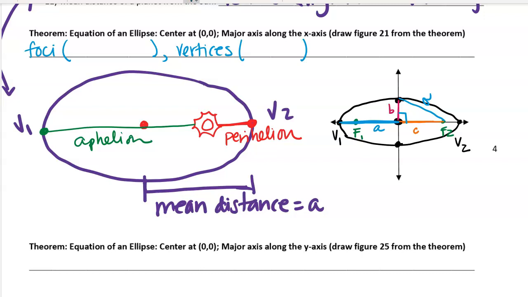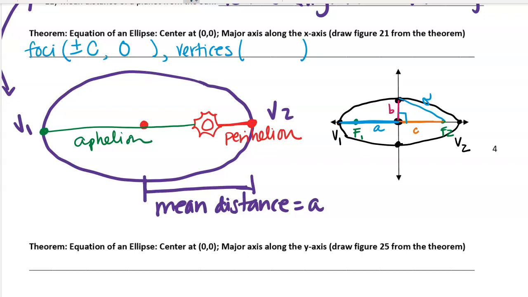Yep. So focus 1 is going to be, and then focus 2 is on the right side, that's +c. Focus 1's on the left, so it's -c. Pretty much we go in and add c and subtract c. Would you agree with that statement?